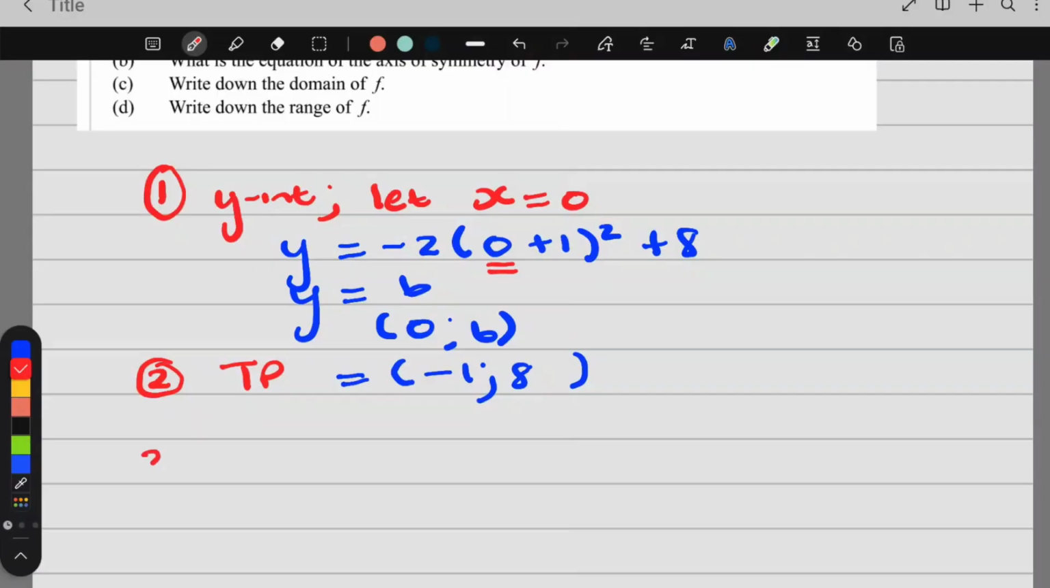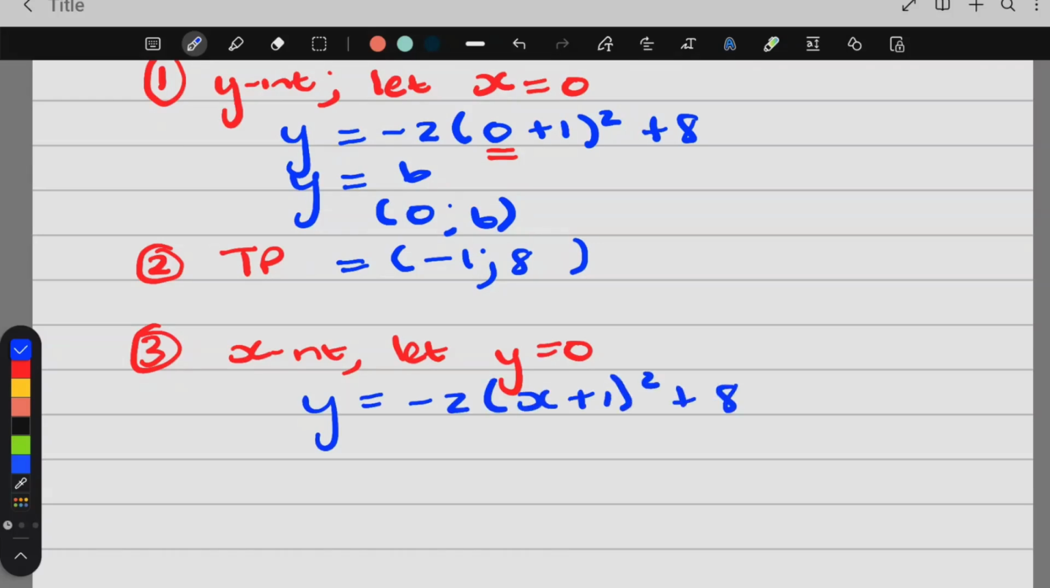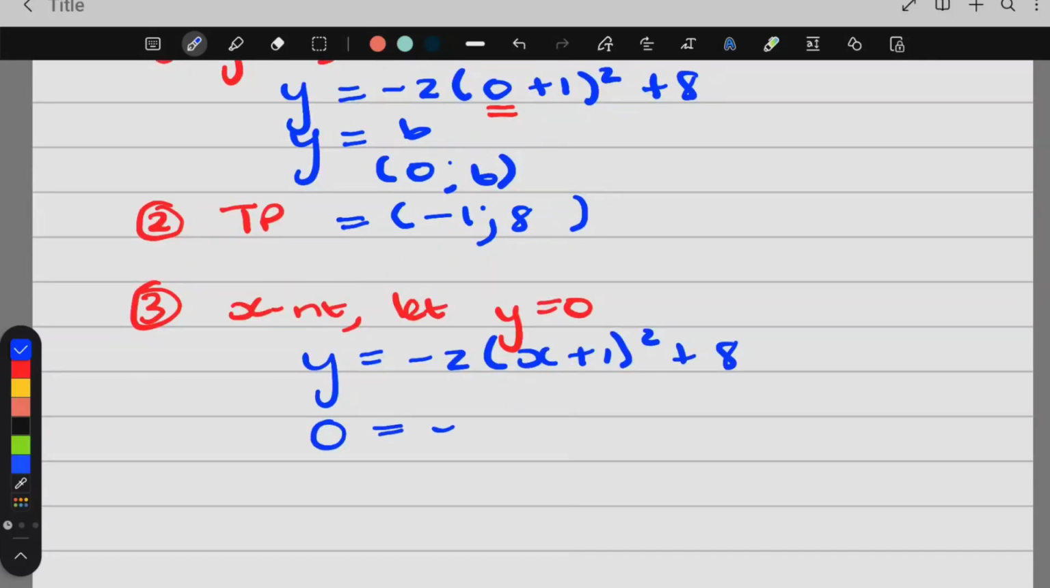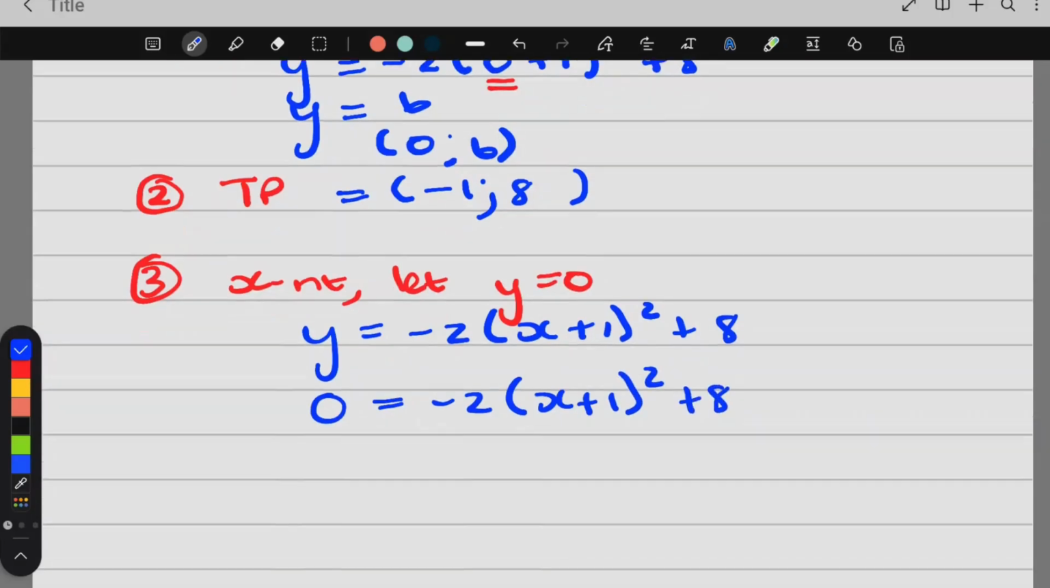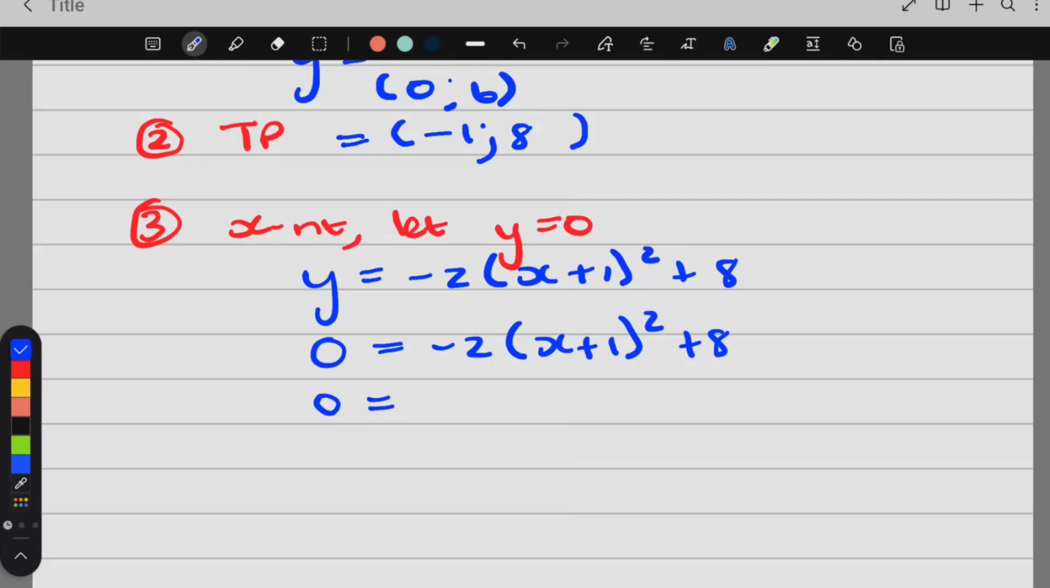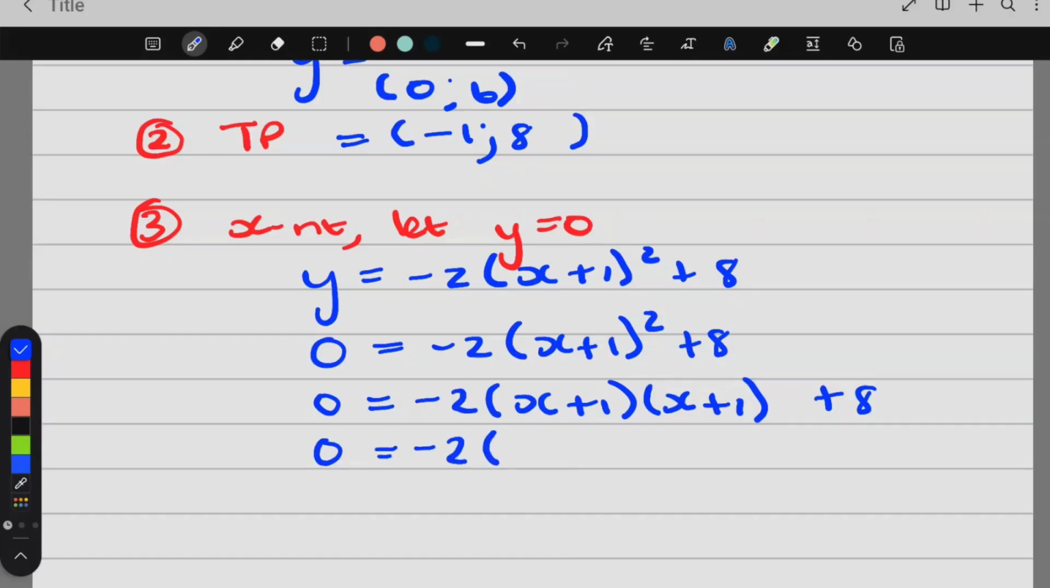So step number 3 is to work out our x-intercepts. So x-intercepts, we let y equal 0. So here where y is, this is now 0. And we multiply this out. So I'm going to take a long method and multiply this out. So let me just show you grade 11s. This is actually 2 brackets. So I'm going to do it like that. Then I'm going to leave the negative 2 here. And I'm going to multiply this out.